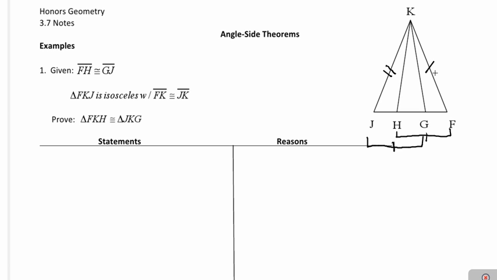So right away from this second given, I should recognize that I have two congruent sides in the same triangle, the large triangle, triangle FKJ. So immediately that should tell me that this is going to be a proof where I can use one of the angle side theorems. Okay, so I'd like you to pause the video now, see if you can complete this proof, and then press play to check your answers. So go ahead and pause now.